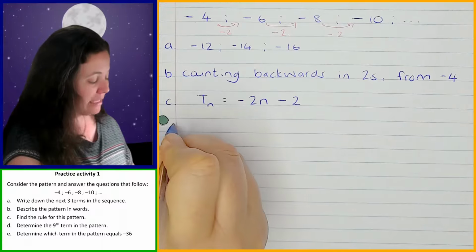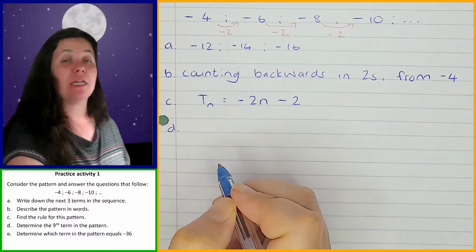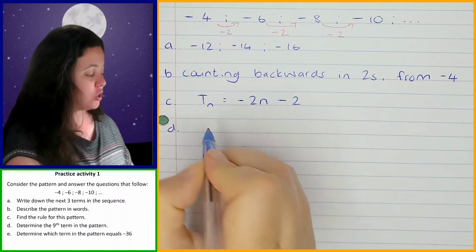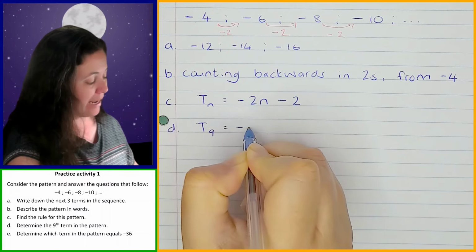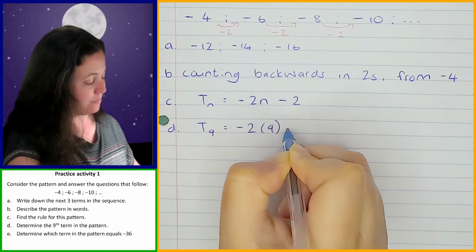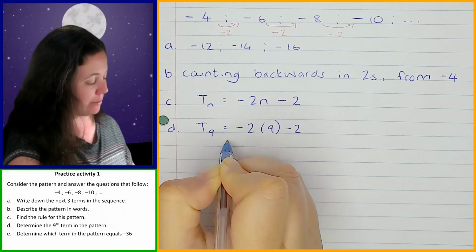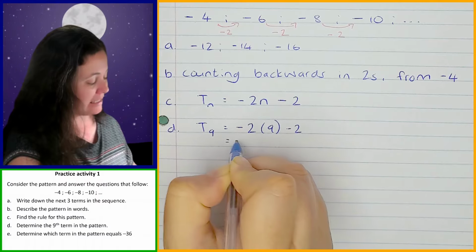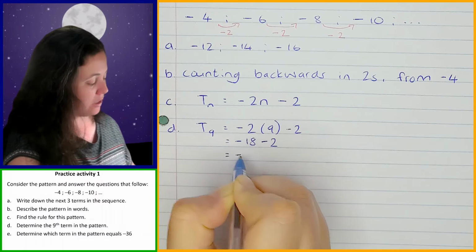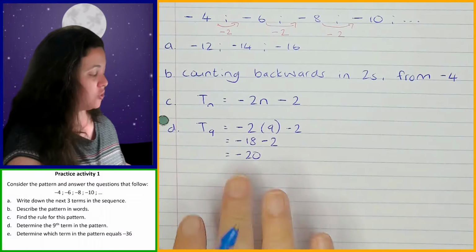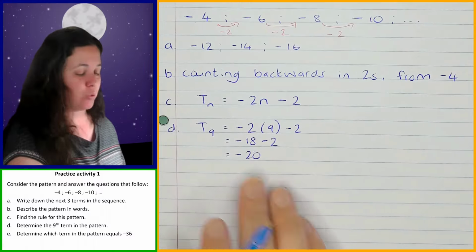Then question D, you've been asked to work out the 9th term in the pattern. So now we need to work out what T9 is equal to. That is where n is 9. So I'm going to multiply -2 by 9, which is -18, minus 2. That gives us -20. So the 9th term is equal to -20.